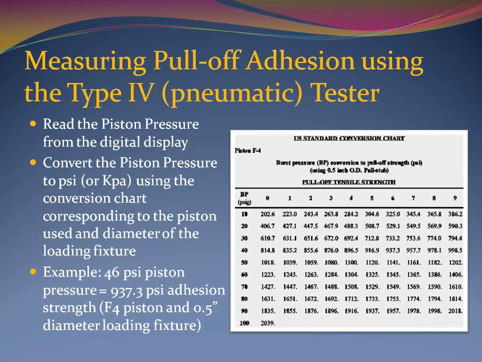The left-hand column on each chart contains bold numbers 10 through 100. The top row contains bold numbers 0 through 9. You can use these values on the chart to plot the burst pressure and convert it to pull strength. For example, if an F4 piston was used and the burst pressure was 46 psi, you would move down the left column and locate the bold value 40, then move across the top row and locate the bold value 6. Intersect the 40 and the 6 and record the psi value from the chart, which is 937.3 psi.